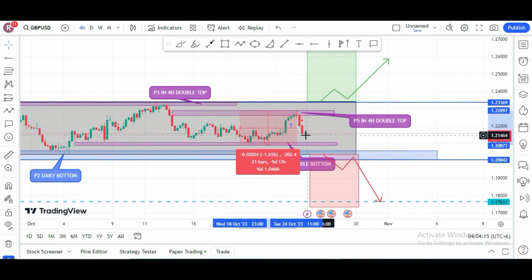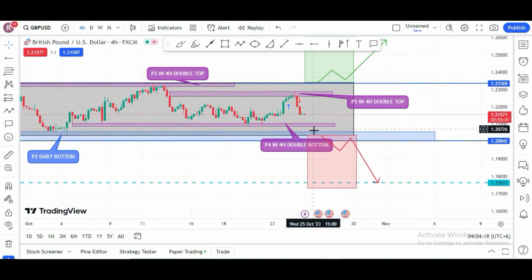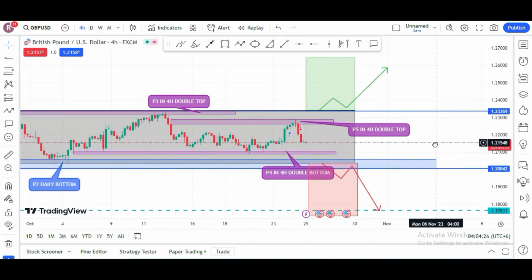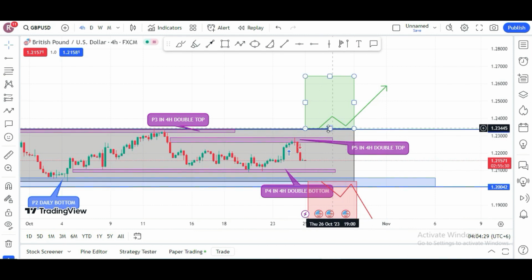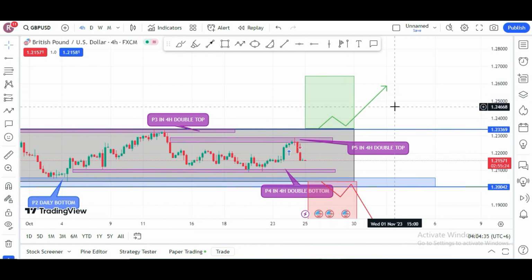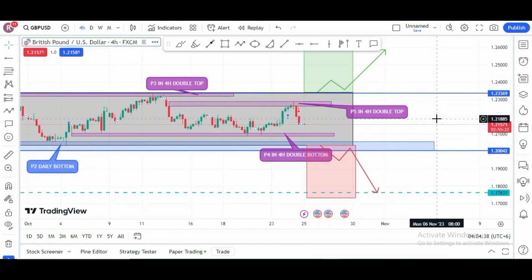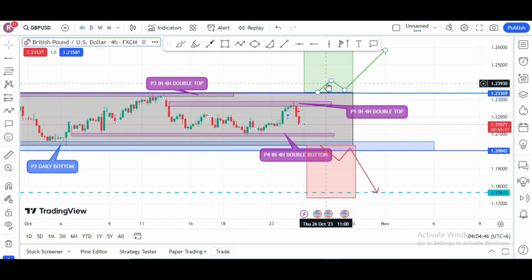So either it will have to go here and break this barrier and retest, and it will go here, or it will break this barrier, retest, and it will go up. So these are the two places. 1.2336 is the line where we should wait for it to break up, or if we see that it will go down, we should look for 1.20.